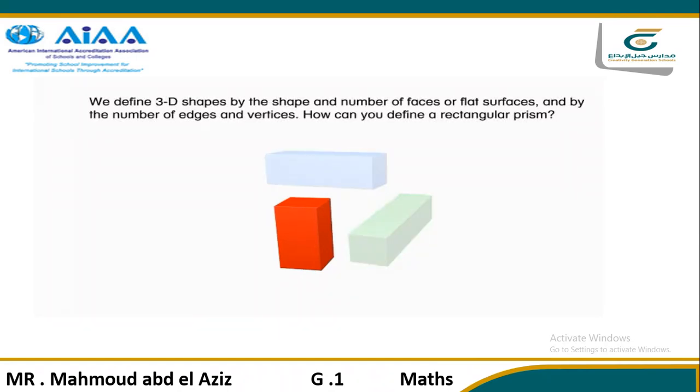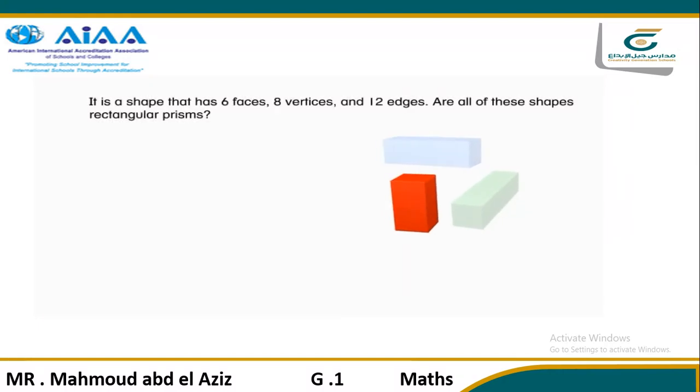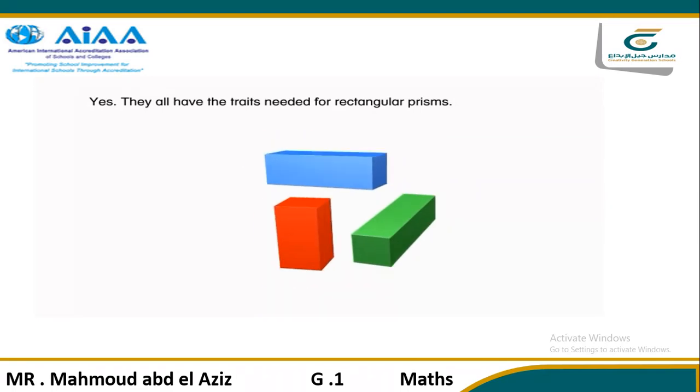We define 3D shapes by the shape and number of faces or flat surfaces and by the number of edges and vertices. How can you define a rectangular prism? It is a shape that has 6 faces, 8 vertices, and 12 edges. Are all of these shapes rectangular prisms? Select your answer. Yes, they all have the traits needed for rectangular prisms.